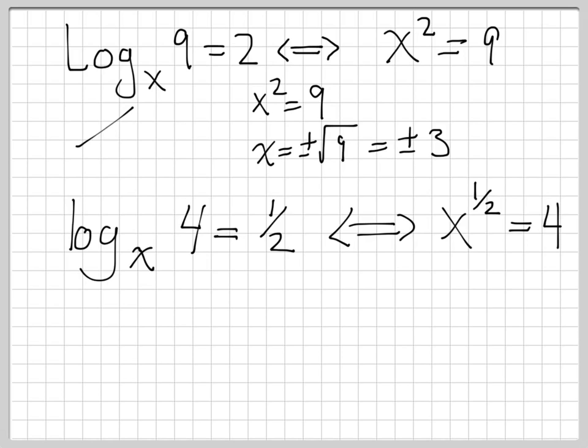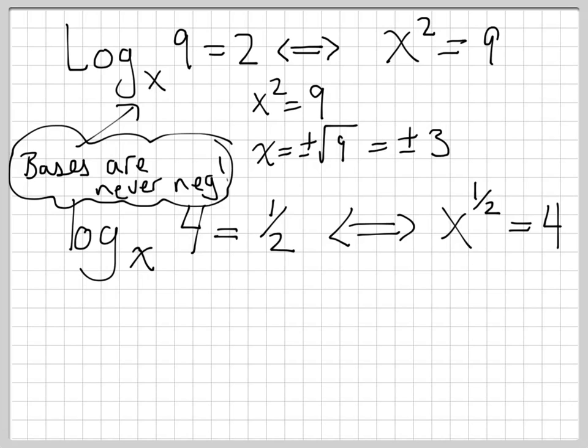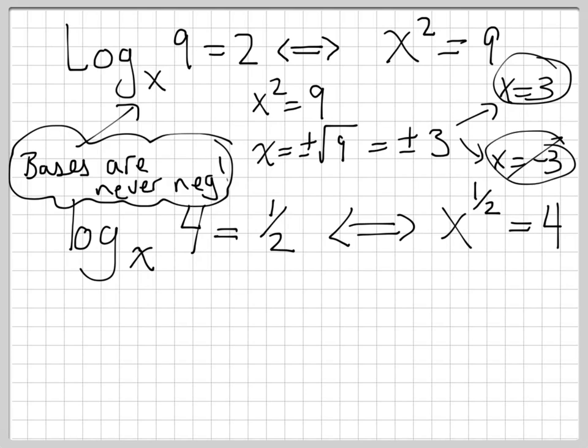Now, bases are never negative. I can't stress that enough. The base can't be negative, and so we only keep x equals 3 as our answer, and x equals negative 3 we reject. And so x equals 3 works.